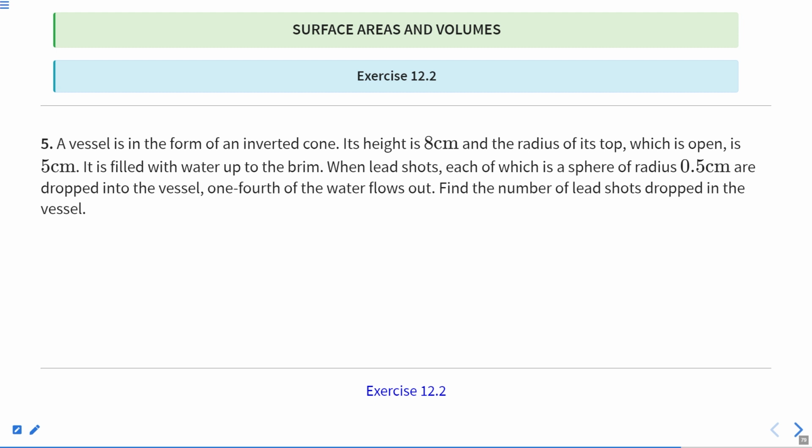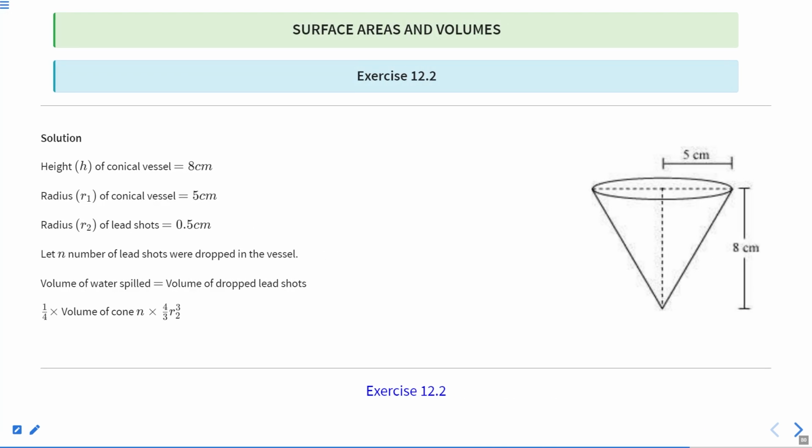So basically we have a vessel in the form of an inverted cone, and its height is given as 8 centimeter and the radius of the top, which is open, is 5 centimeter. We are also given that the radius of a sphere is 0.5 centimeter. Now let us solve this problem. First of all, you need to draw the following situation as a figure. So you can draw this figure.